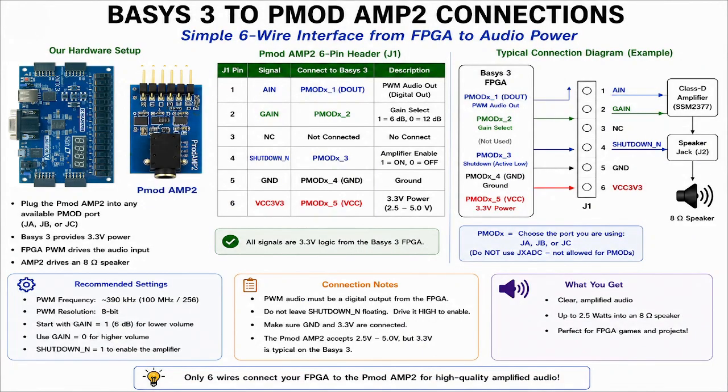Interfacing the AMP2 with the Basys 3 is actually pretty straightforward. In this project, the Pmod AMP2 connects to the JB connector on the Basys 3. One FPGA output carries the PWM audio signal, while another controls the amplifier shutdown input. With only two FPGA output pins, we can completely control the audio amplifier.